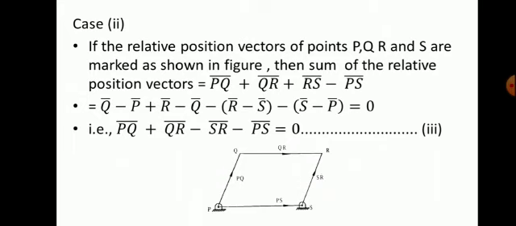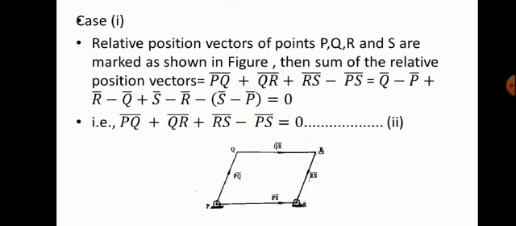R minus Q is the QR vector, and S minus R is the RS vector, therefore the sum minus PS is equal to 0. I have just changed the same equation. Whatever is there in equation 1, PQ plus QR plus RS minus PS is equal to 0, is the second equation.